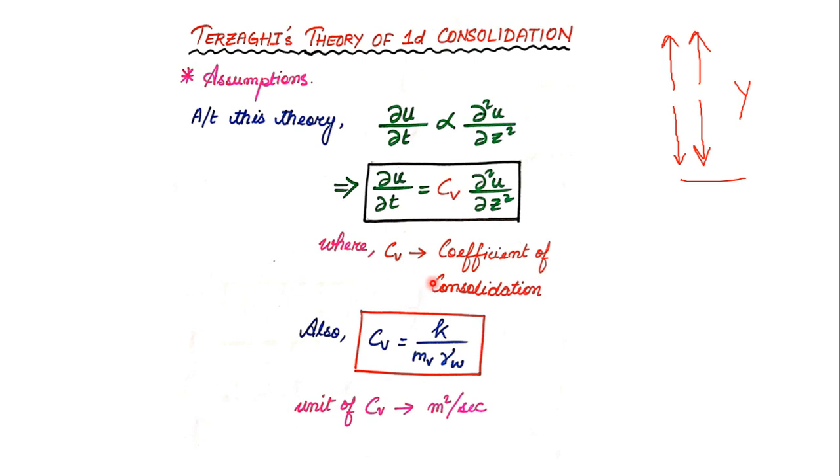Now Cv or coefficient of consolidation is also expressed in a different way, that is Cv is K by mv into gamma w, where K is coefficient of permeability, mv is coefficient of volume change, and gamma w is unit weight of water. Now if you put the unit of coefficient of permeability and coefficient of volume change and the unit weight of water, you will find that the overall unit of Cv turns out to be meter square by second. Okay.